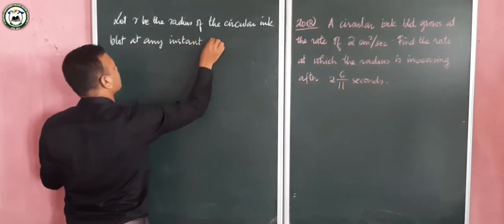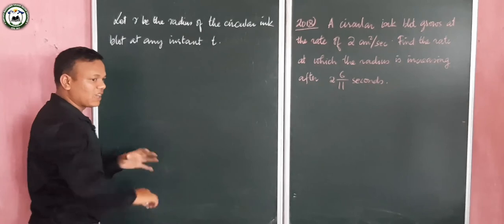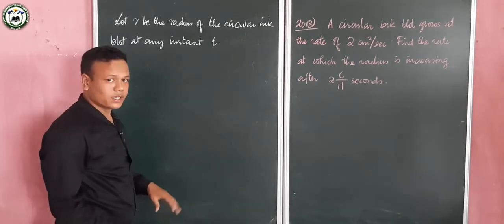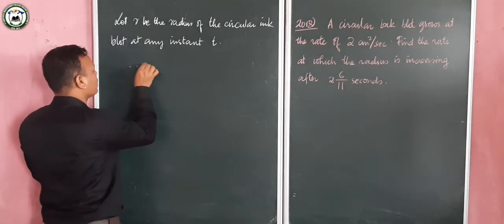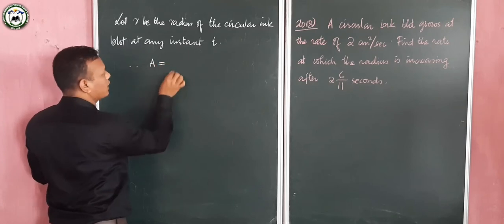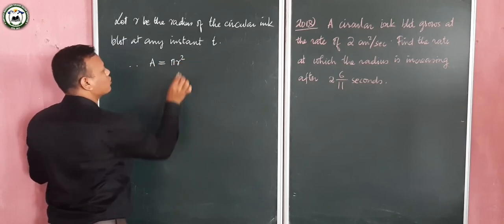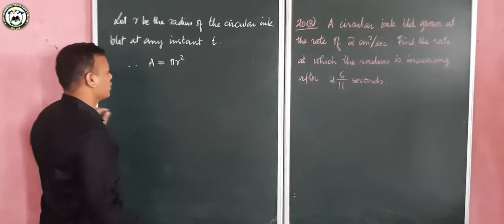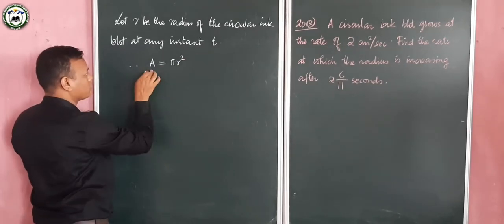At any instant t, what is the radius? Let it be r. So the area will be given by pi r square. In a circle, the area is given by this. Now let us differentiate both sides with respect to t.